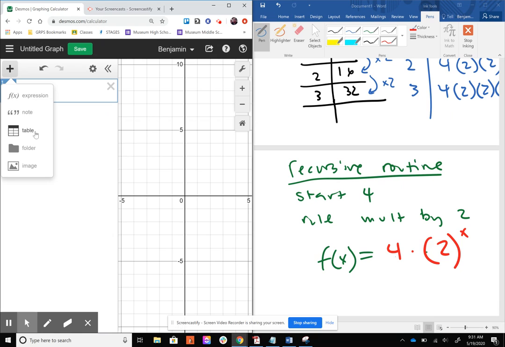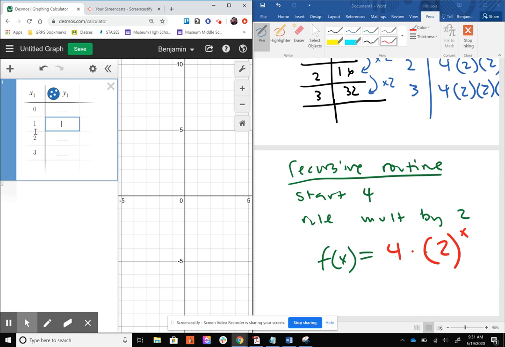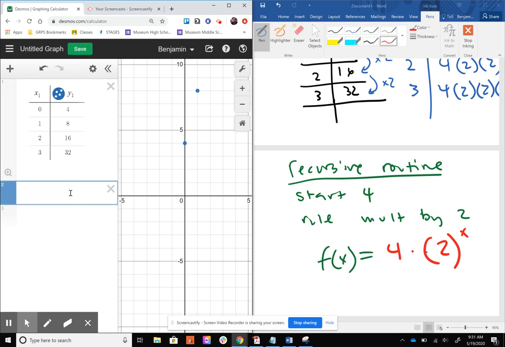Let's put our table in, table of values. So I have 0, 1, 2, and 3, right? We started with 4, we went to 8, 16, 32. And then I want to make sure that I have this function y equals 4 times 2 to the x power. And it's already looking like a success.